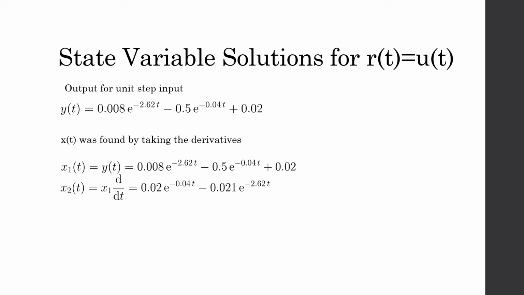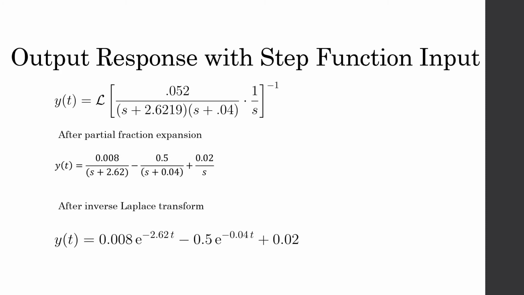The state variable solutions for a second-order system with an input of u of t, or the step function, can be broken up into two parts, x1 of t and x2 of t. x1 of t is equal to the output response with a unit step input, and x2 of t is simply equal to the derivative of x1, or the derivative of the output response.